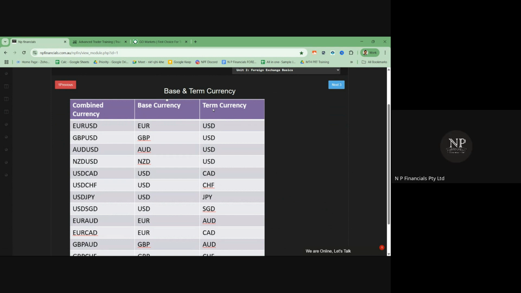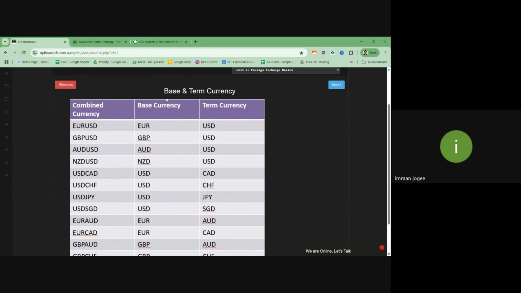But first thing first, you need to know that in euro, sterling, Aussie, and Kiwi, the US dollar is the term currency. In CAD, Swiss franc, Japanese yen, and Singapore dollar, the US dollar is the base currency.